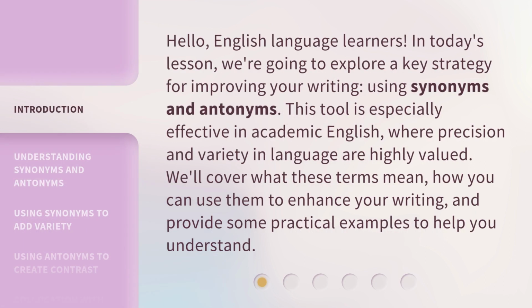Hello, English language learners. In today's lesson, we're going to explore a key strategy for improving your writing: using synonyms and antonyms. This tool is especially effective in academic English, where precision and variety in language are highly valued. We'll cover what these terms mean, how you can use them to enhance your writing, and provide some practical examples to help you understand.